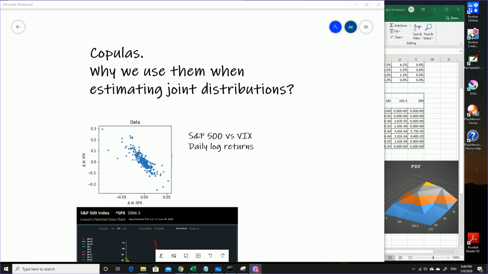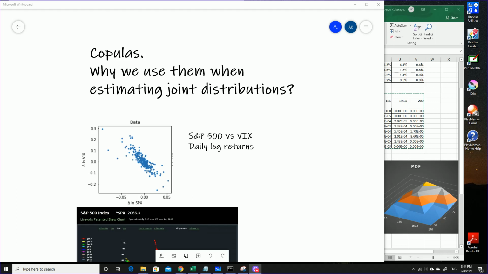Hello. In this video we're going to talk about copulas. It's an introductory module on the motivation for the usage of copulas, and I'm going to use copulas for estimating joint distributions. In this video I'm going to talk about why we would be using copulas for that purpose. So first let's talk about where joint distributions arise.